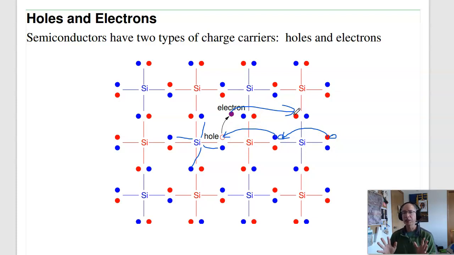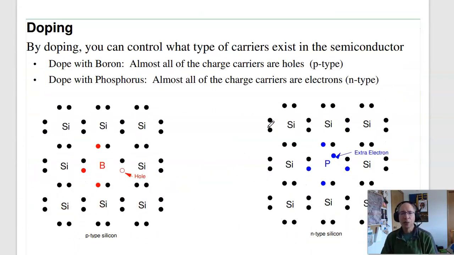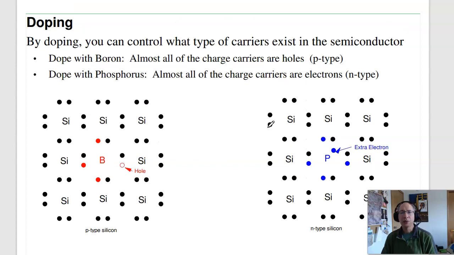For semiconductors, I've got 2 ways to carry charge, electrons and holes. A hole isn't actually a physical particle, but it behaves like a plus charge. It's a missing electron, like a double negative. So I really have 2 types of charge carriers, electrons and holes. With doping, I can control which type of charge carrier is dominant in the semiconductor.